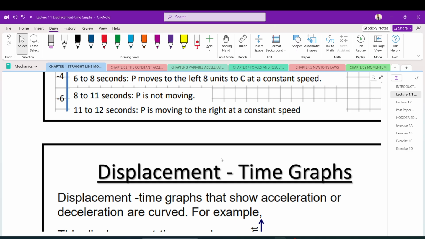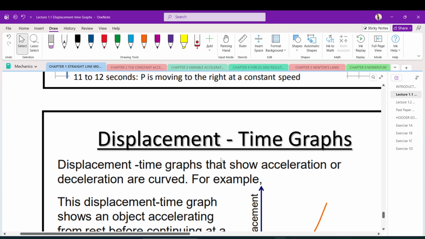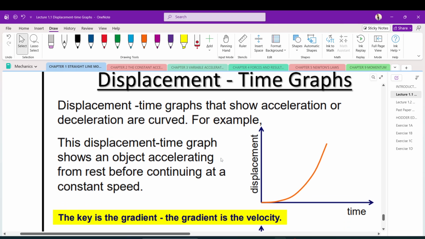Those are the points for a straight line graph. How about if I want to show that an object is accelerating? When an object does accelerate, those displacement time graphs are not straight line graphs anymore, they are now curved. This is how they look.